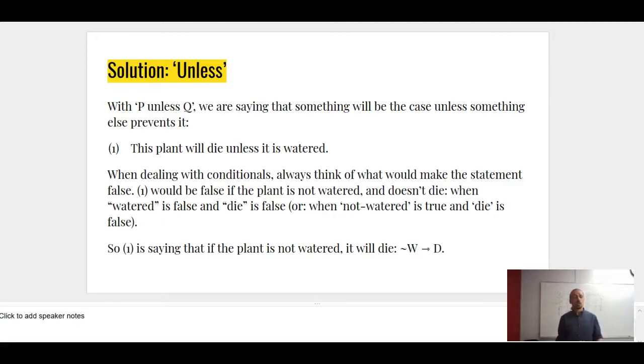Well, the person is wrong. This plant will die unless it's watered. When are they wrong? If I don't water it and it lives. When watered is false and die is false, or when not watered is true and die is false. So one is saying that if the plant is not watered, it will die. It's saying if not W, if not watered, then D. And why is this so important? Think about the falsification conditions. So if not W, then D. Let's do that one on the board.